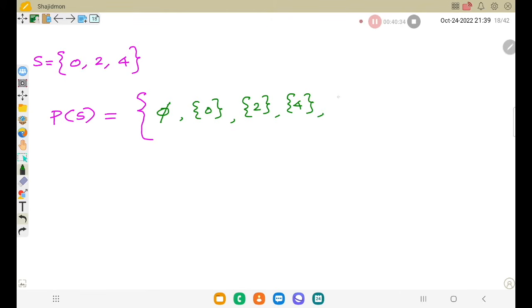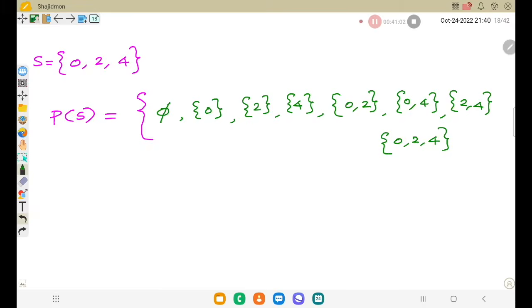And then you write two-number sets. {0, 2} is a subset. {0, 4} is a subset. {2, 4} is a subset, correct? Don't write {2, 0} or {4, 2} like that. The order of the elements has no importance. So {0, 2}, {0, 4}, {2, 4}. Only two-number subsets. Now, lastly, the set itself is a subset: {0, 2, 4}.